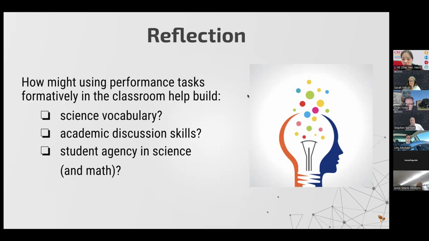And so getting familiar with the types of things that are going to get scored high on the test is really going to help them get prepared. And of course, all the things that Lee just mentioned, the vocabulary and the discussion skills.